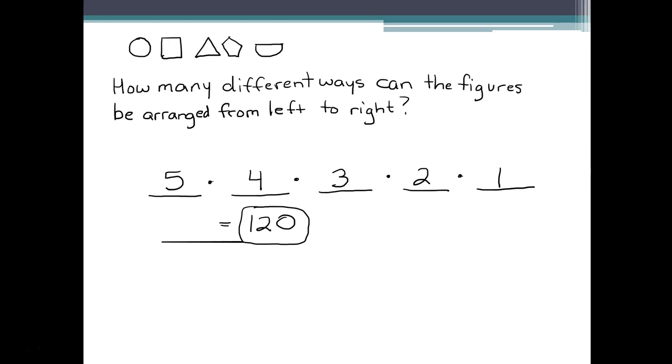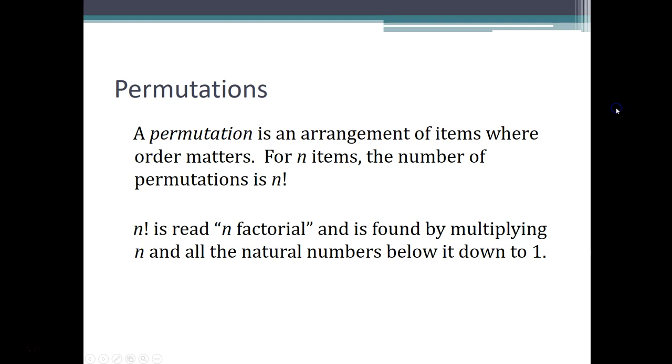Well, it turns out that this particular problem that I used the counting principle on is also an example of something called permutations. A permutation is an arrangement of items where order matters. So, we're lining up those shapes. The order we're lining them up in matters. If I put circle first, square second, that's different than putting square first, circle second. If you switch the order around, then it's a different lineup.